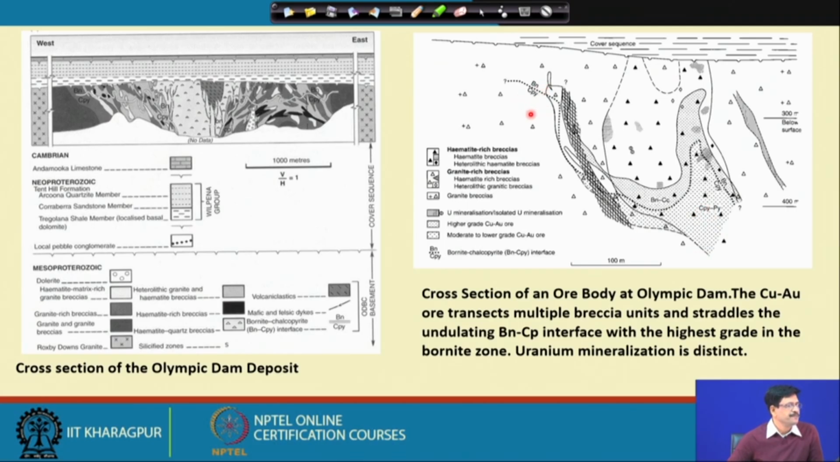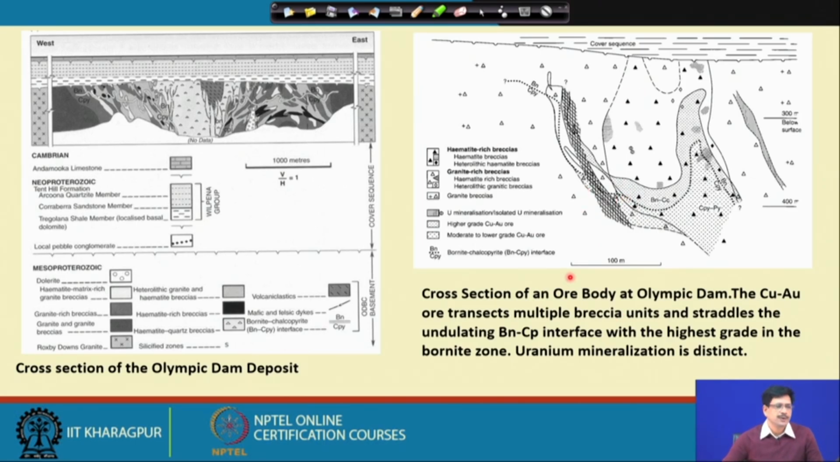There is clearly a richer mineralization of copper in the form of bornite, which straddles the lower grade or chalcopyrite zone, and the uranium mineralization is pretty distinct and occurs separately as an ore body in the upper part, as seen in this cross section.